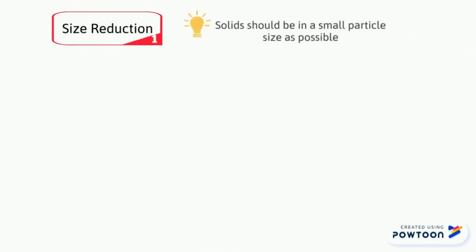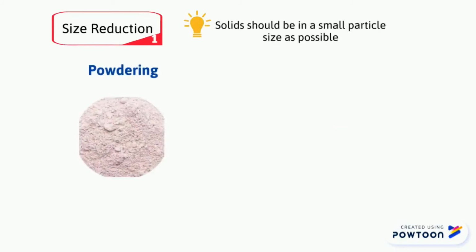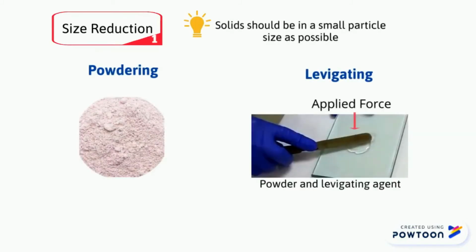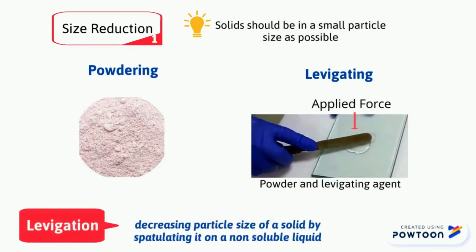Size reduction. Solids should be in as small a particle size as possible. It involves powdering, usually by blending, or levigating, where an applied force is exerted by the spatula onto the powder and levigating agent.